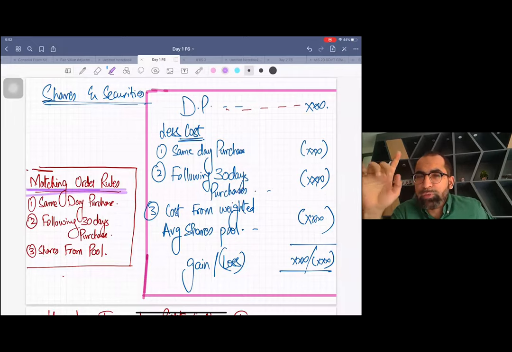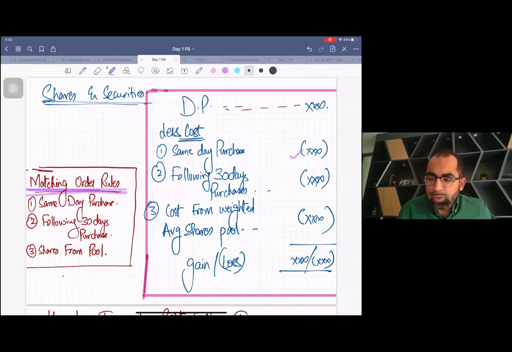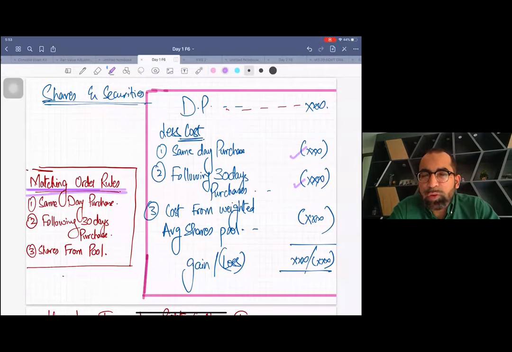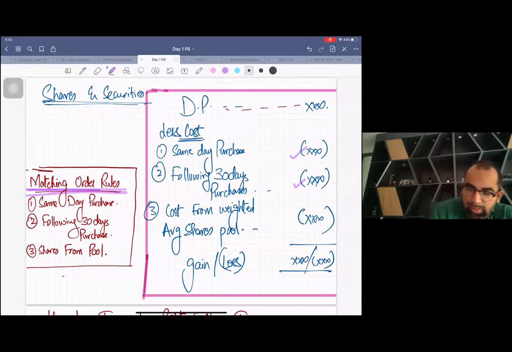This is the priority. First of all, you need to see whether there is any same day purchase. If there is any same day purchase, you need to write the cost of the same day here. Then you need to check the following 30 days from the disposal date, and deduct that cost. And then finally, you need to take the cost of shares from the pool. Okay. Somebody's asking within 9 days. No, that's for companies. That's a separate thing. Please don't mix. This is for individuals.